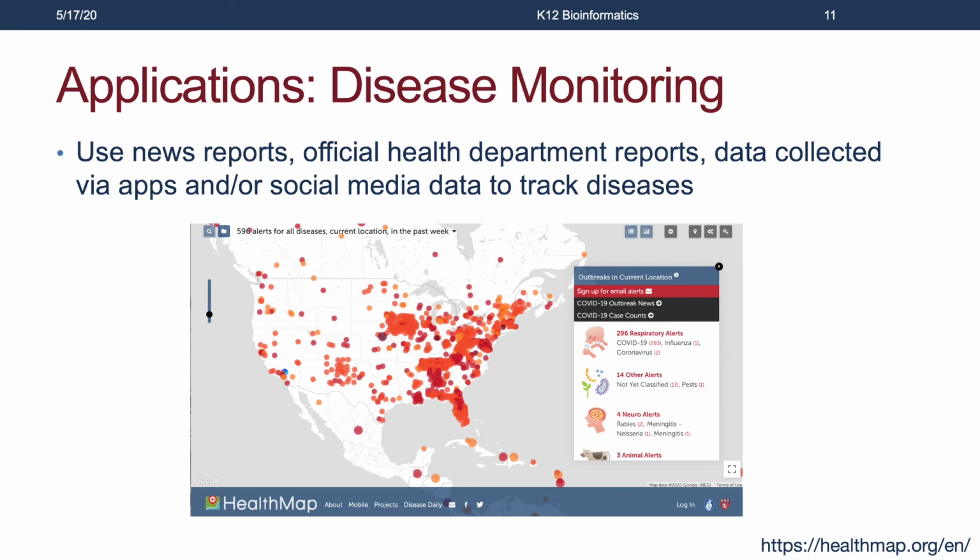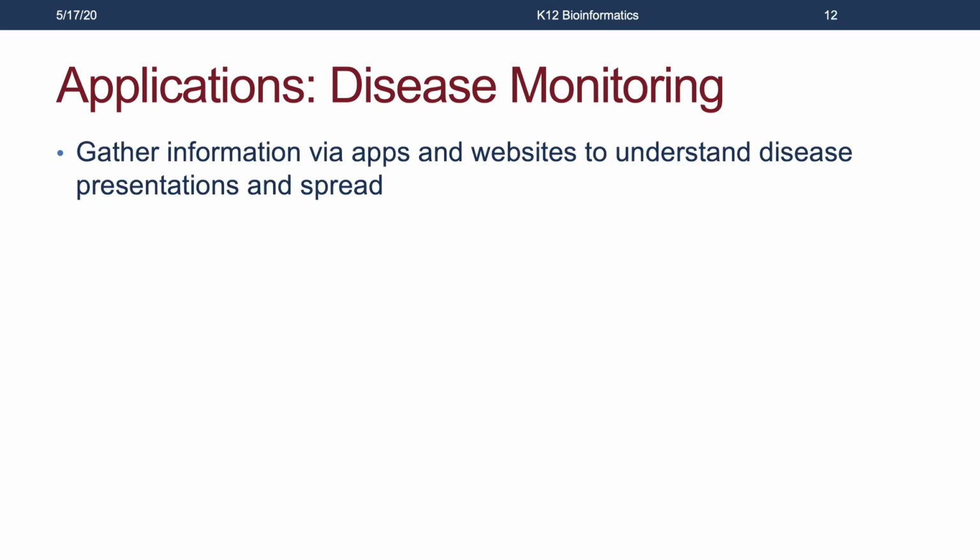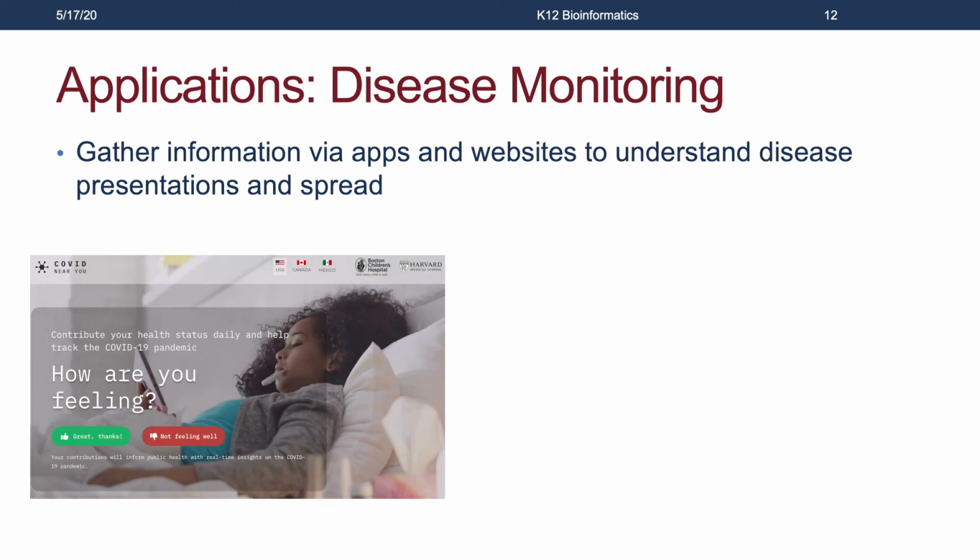Researchers might use this website to get aggregate information on diseases for various regions or to monitor how they're changing over time. More recently, disease monitoring includes gathering information via apps and websites directly from people to understand disease presentations and spread. For example, as COVID-19 started to spread in the US and around the world, a site called covidnearyou.org was created to collect reports from people in the US, Canada, and Mexico.